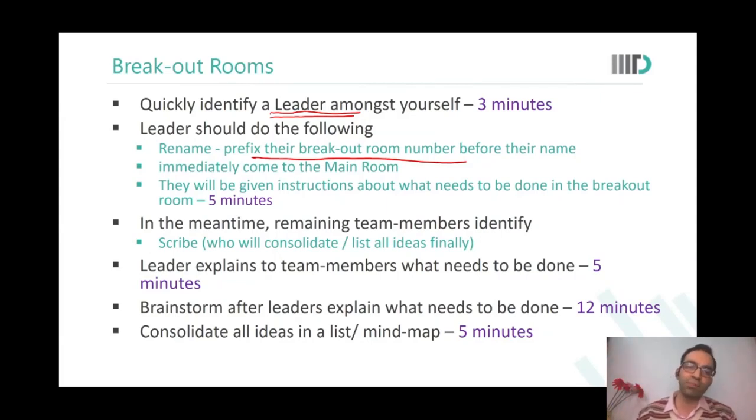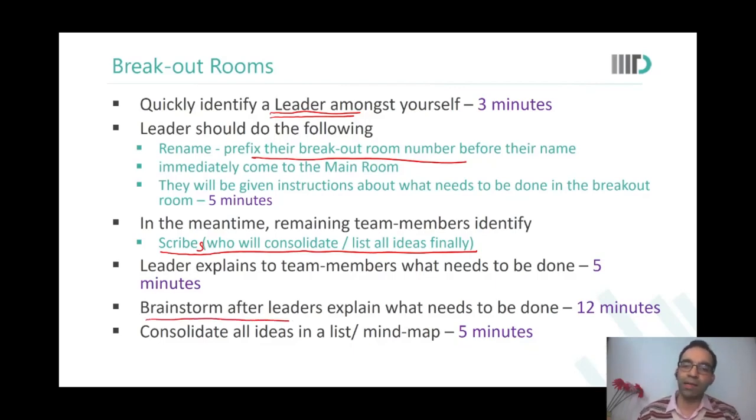I want all the leaders of the breakout rooms to be back in the main room within 3 minutes of entering into the breakout rooms. I will give the instructions of what you have to do inside the breakout room only to the leaders there. While the leaders are outside, आप लोग जो बाकी लोग breakout room में हैं, you identify one person or two people amongst yourself who are called scribes. You will consolidate and list all the ideas finally. The leaders will come back to the room, explain what needs to be done, and then you will brainstorm.